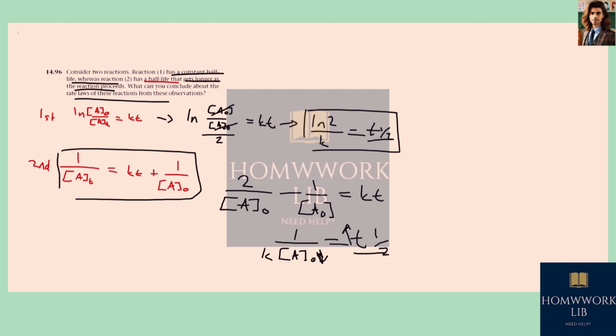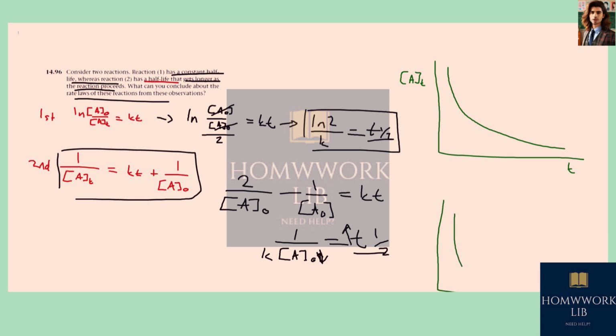If you want to graph these two, what you're going to get is this is concentration of A at time t versus time, whereas there's a steeper curve over here, concentration of A versus time. So let's say these points are half-lives.